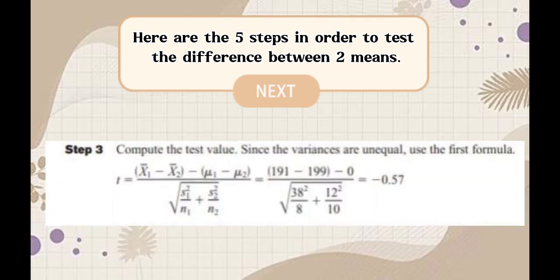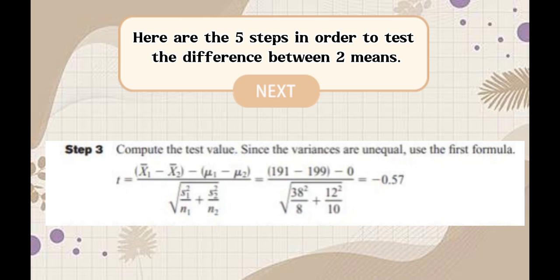Step 3 is to compute the test value. Since the variances are unequal, use the first formula, which is t equals the mean of the first group minus the mean of the second group, minus the quantity mu1 minus mu2, over the square root of the variance of the first group over the sample size of the first group plus the variance of the second group over the sample size of the second group.